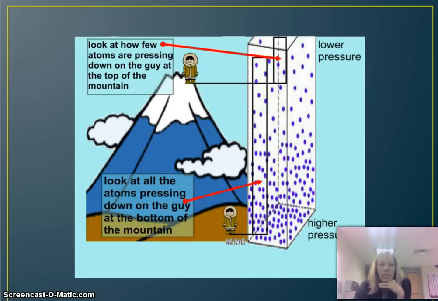Here's a diagram that kind of better explains that. We have this guy at the bottom of the mountain, right here, and then we have him up at the top. And over here is a column just kind of showing you the air particles in the atmosphere. And you can tell there's a whole lot more particles closer to the bottom, which is called higher air pressure. And then there are fewer particles at the top, which creates lower pressure. And so when he is standing at the bottom of the mountain, he has more of these molecules around him and also being pulled down on him. So he has a higher pressure on him. But if he climbs to the top of the mountain, it will be the opposite.